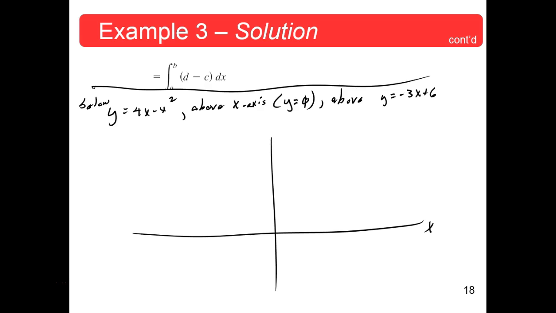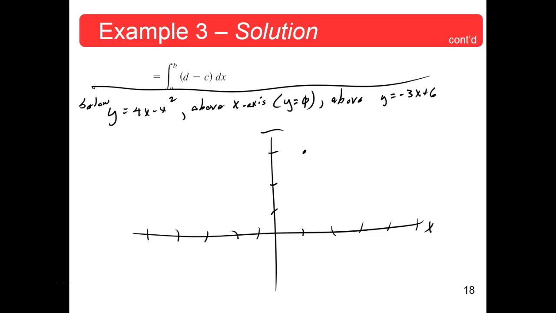Below the parabola, above the x-axis, and above this line. Okay? So we need to draw in the parabola. So let's start with it. Give me an x. 1. Okay? At x equal 1, what is your parabola? 4 minus 1. Which is 3. Okay. So 1, 3.